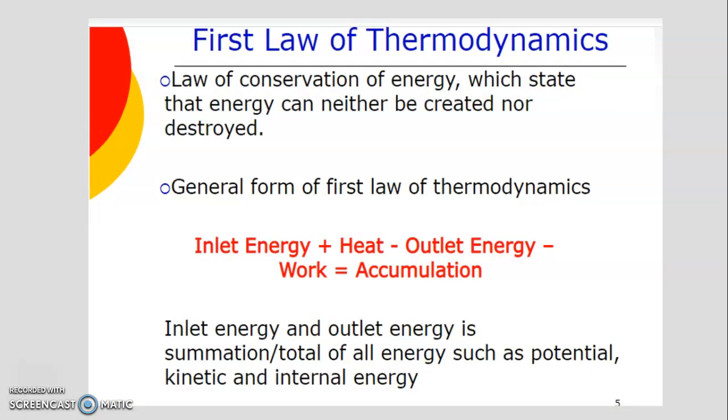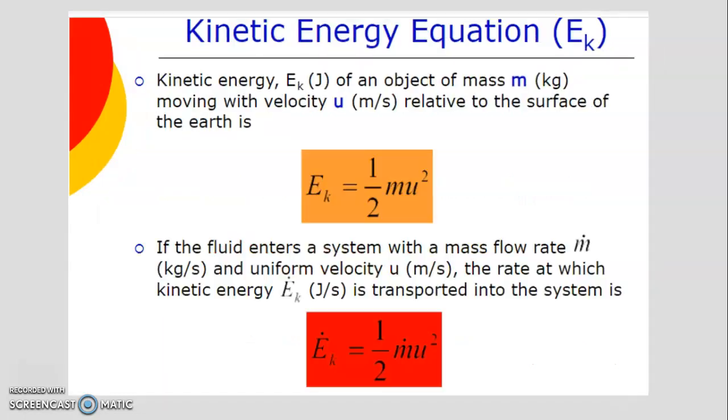First law of thermodynamics. The general form of the first law of thermodynamics: inlet energy plus heat minus outlet energy minus work equals accumulation. Inlet energy and outlet energy are the summation, or total, of all energy such as potential, kinetic, and internal energy. So inlet and outlet energy are the three types of energy. It can be internal, potential, or kinetic.